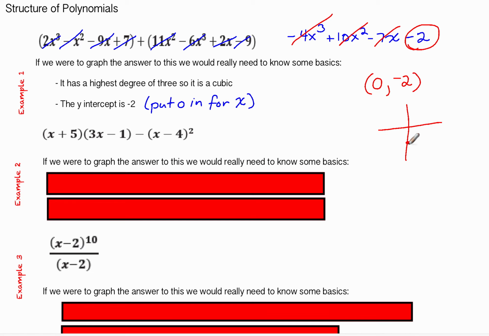0, -2. It's cubic, so one tail up, one tail down, but it's reversed. So it's going to look something, maybe like that. But we know it has to cross the x-axis 3 times. But we get an idea in our head of what it looks like before we graph it and get the actual picture of it.